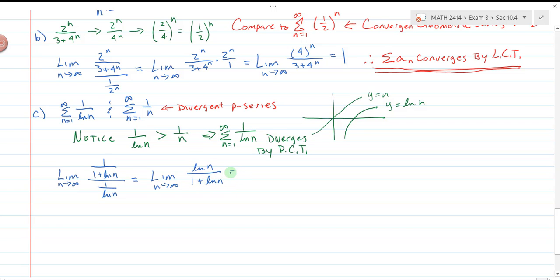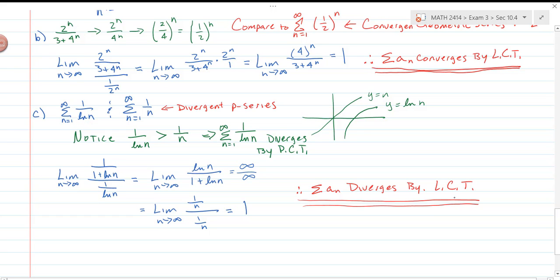As n goes to infinity, this is in an indeterminate form. So that means then that I could set this equal to the limit as n approaches infinity of the derivative of the numerator over the derivative of the denominator, and that's going to be equal to 1. Because that limit is equal to a positive finite number, we can conclude that our series is going to diverge by the limit comparison test when compared with the divergent series 1 over the natural log of n.